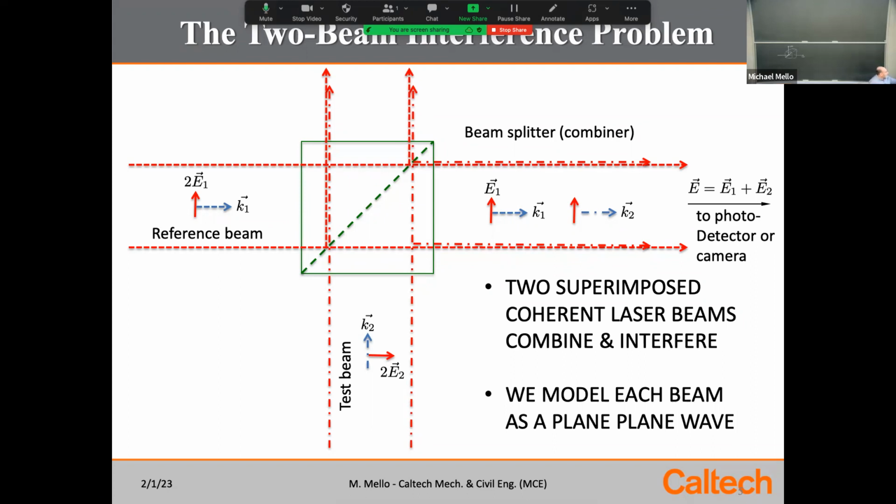This beam we call the test beam. It came from the surface of interest. It came from our vibrating cantilever beam. It came from something that's moving and vibrating, okay? And it carries with it optical information associated with that motion. And that beam is called a test beam, and it heads to the same beam splitter, okay?